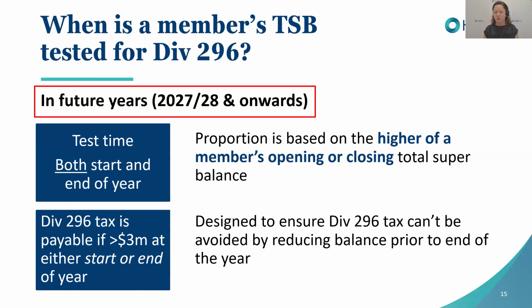So it's essentially a rule which is designed, they call it an integrity rule. It's designed to make sure that we're not skipping out on Div 296 tax by being able to take monies out of super before the end of the year. So if I've got a total superannuation balance in excess of 3 million at the start of the year or the end of the year, I'm going to pay Div 296 tax.